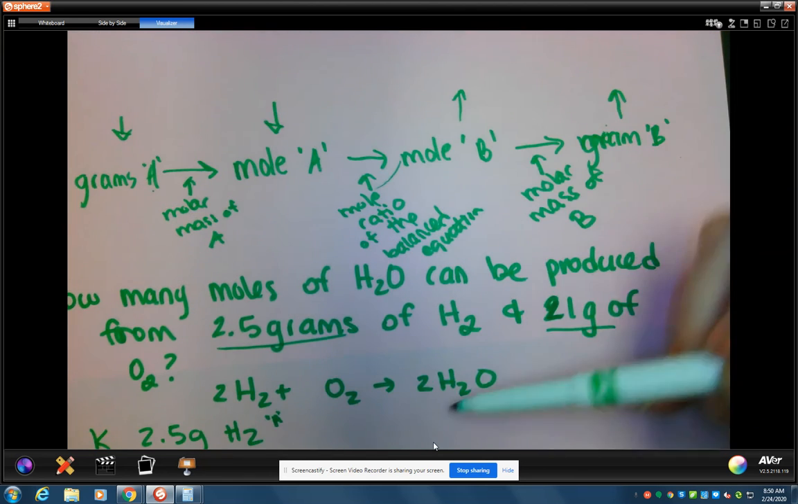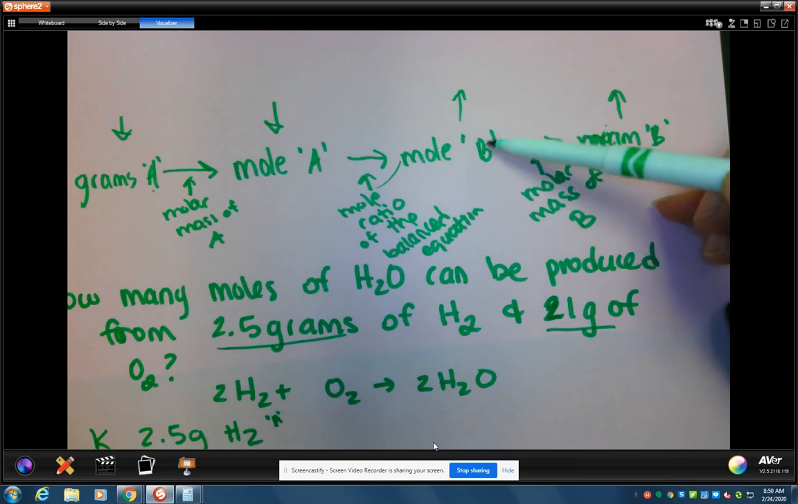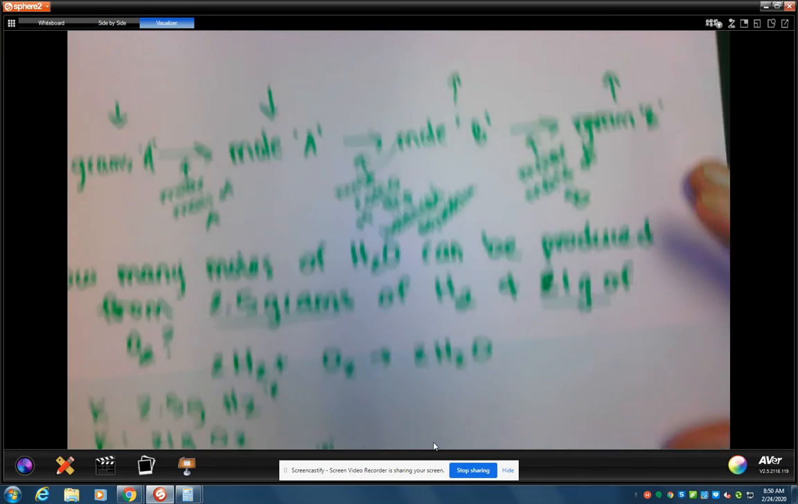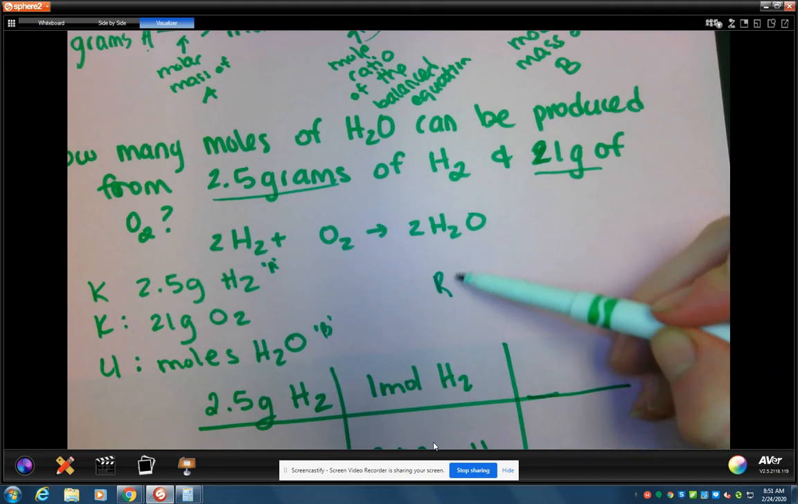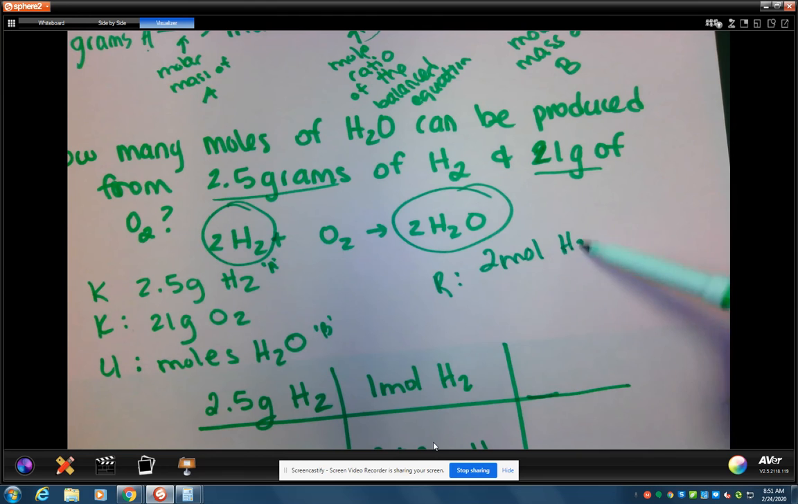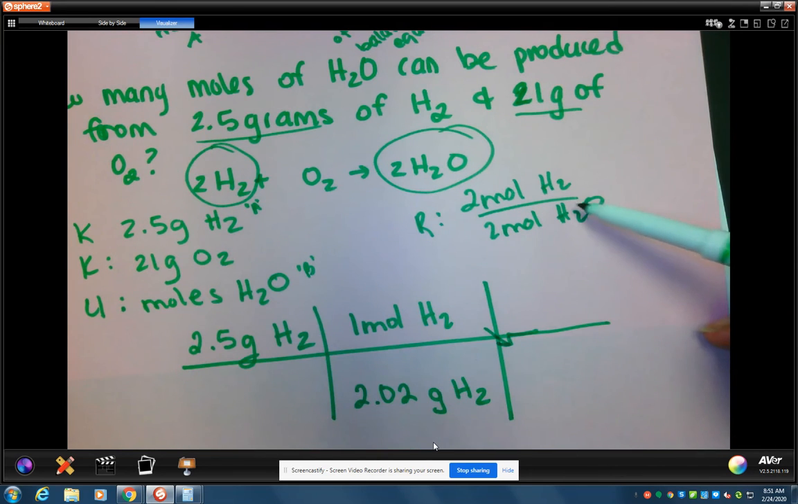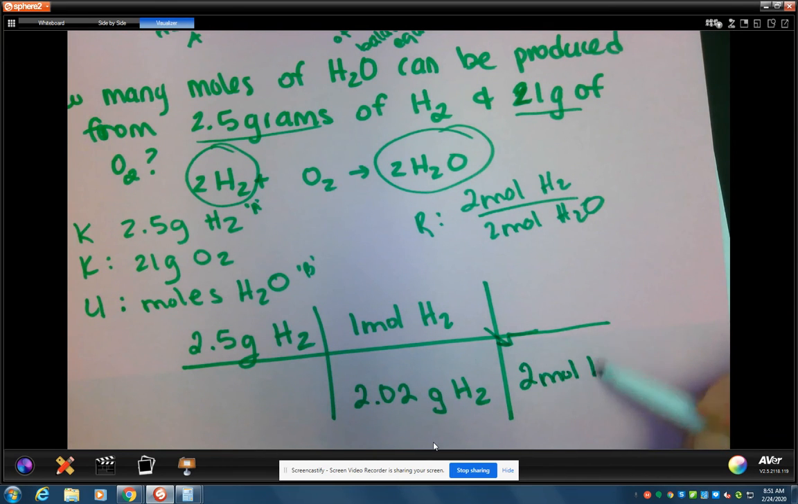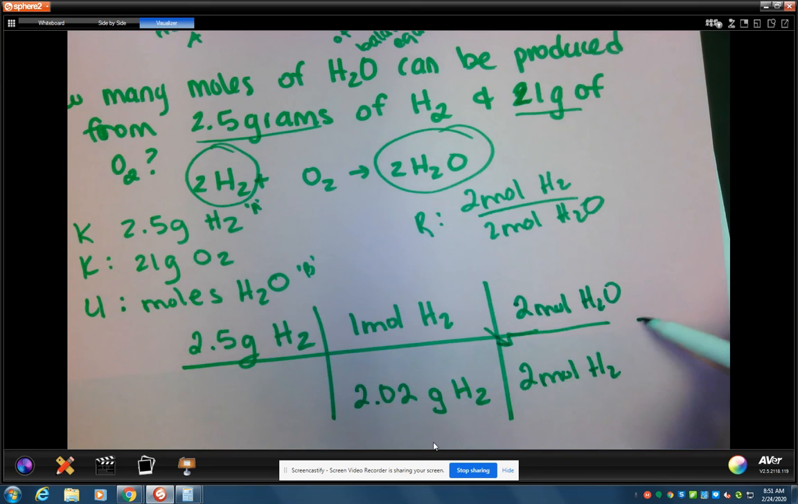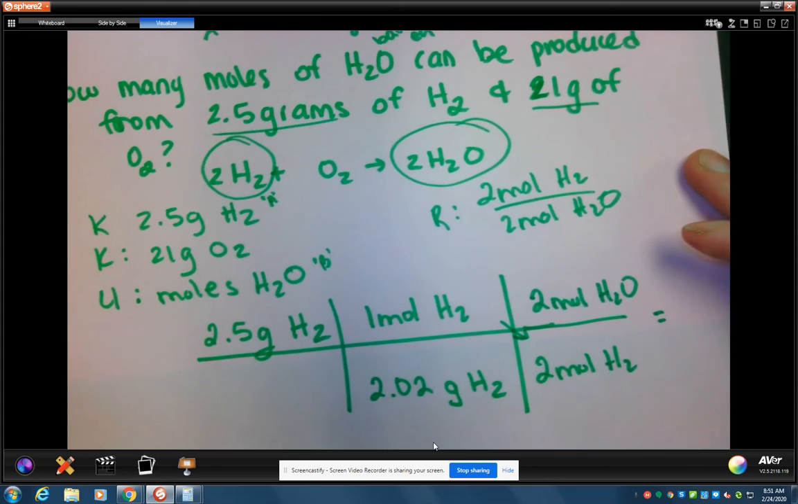But I need to get to moles of H2O, which is B. So I need to go through this step, which is going to be the mole ratio of the balanced equation. So our relationship is from H2 to H2O. Now I need it to match diagonally, so this is actually flipped, right? So I'm going to put the 2 moles of H2 on bottom, and 2 moles of H2O on top. Okay, I'm going to leave this here. I'm not going to get an answer yet just because of time.